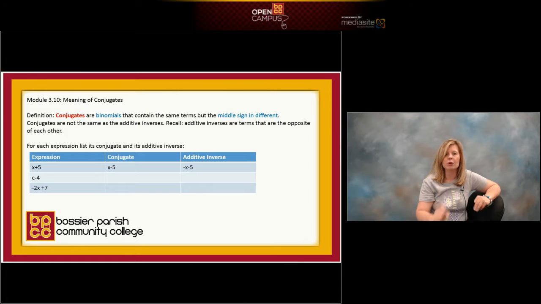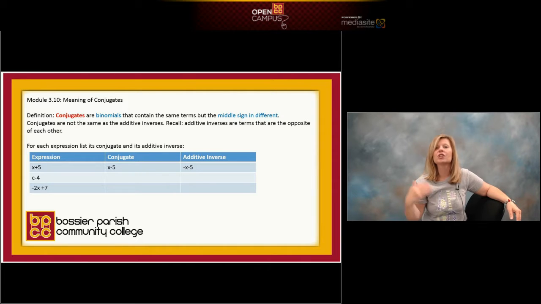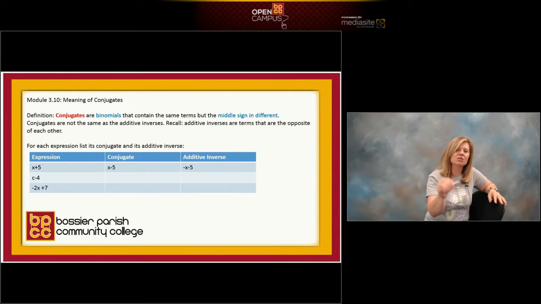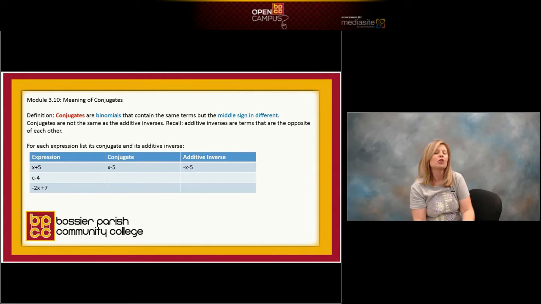So if you look at your notes, I have a binomial, x plus 5. Okay, everybody see that? There's 2 terms. I can ask you for its conjugate. The conjugate means to change the sign in the middle to the opposite. So if I write x plus 5, the opposite of addition is subtraction. So I'm still going to write the term x, I'm still going to write the term 5, but I'm going to change that middle symbol now to subtraction. So the conjugate of x plus 5 obviously is x minus 5.